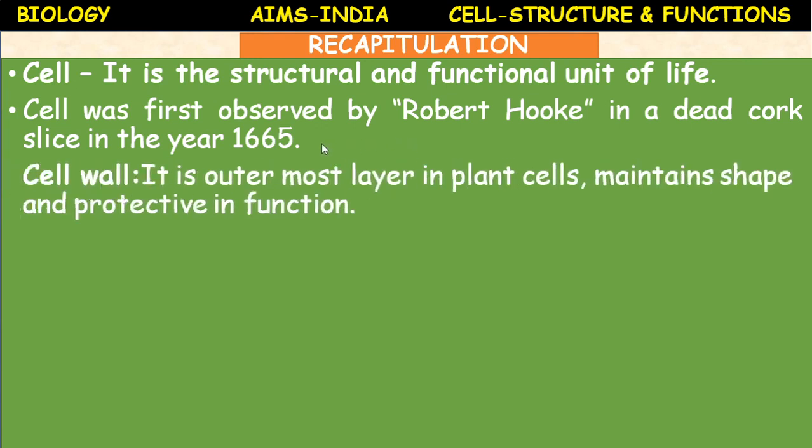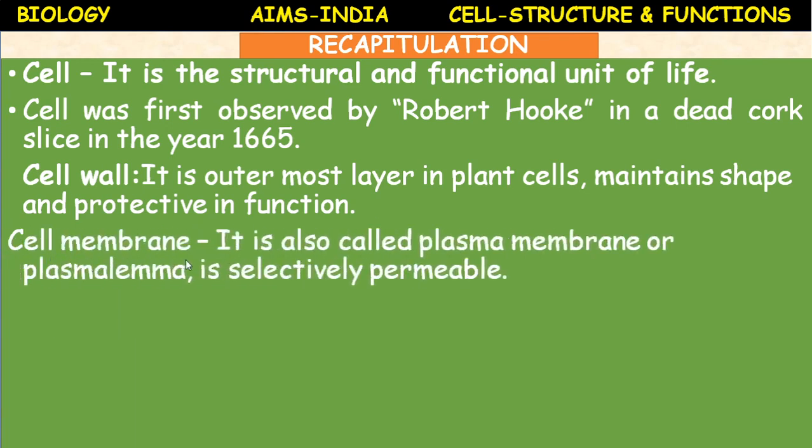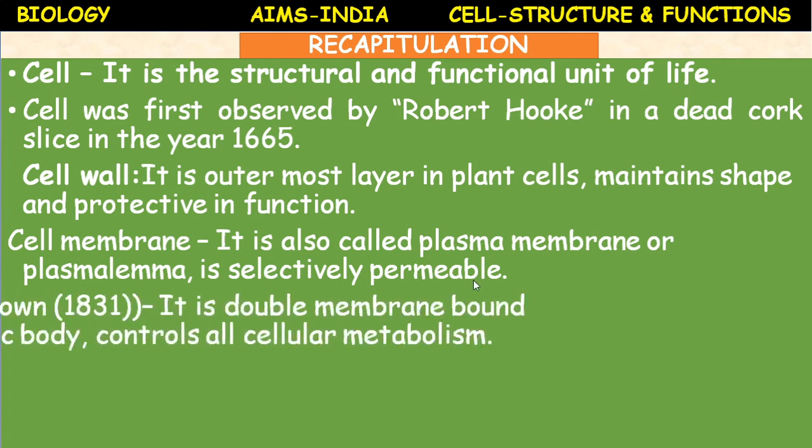It is composed of different organelles. The parts of the cell are called organelles, which are specific in structure and perform specific functions. Cell wall is the outermost layer in plant cells. It maintains shape and is protective in function. It is mainly composed of cellulose. Cell membrane is also called plasma membrane or plasmalemma. It is a lipoproteinaceous layer. It is selectively permeable in nature.